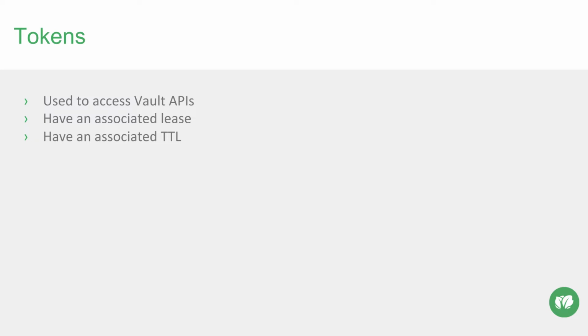The tokens also generally have an associated TTL, so time to live, which beyond that they're no longer valid no matter how many times you try and renew it. You can't renew it beyond that TTL. Maximum for that is like 32 days, I think.